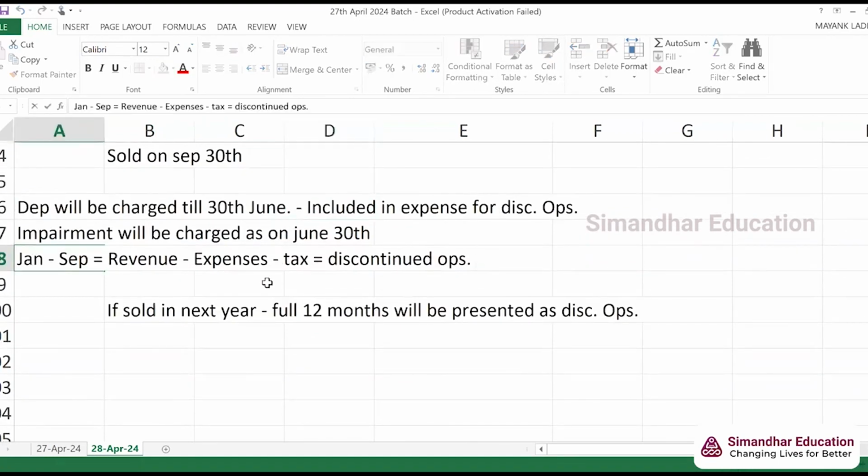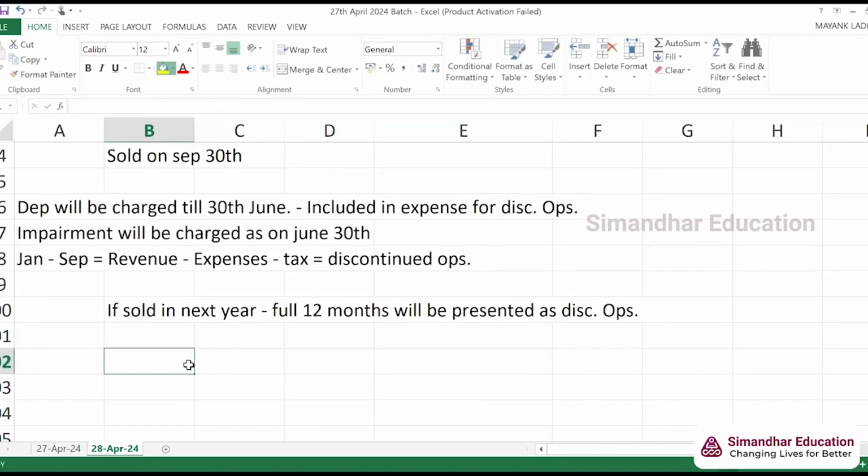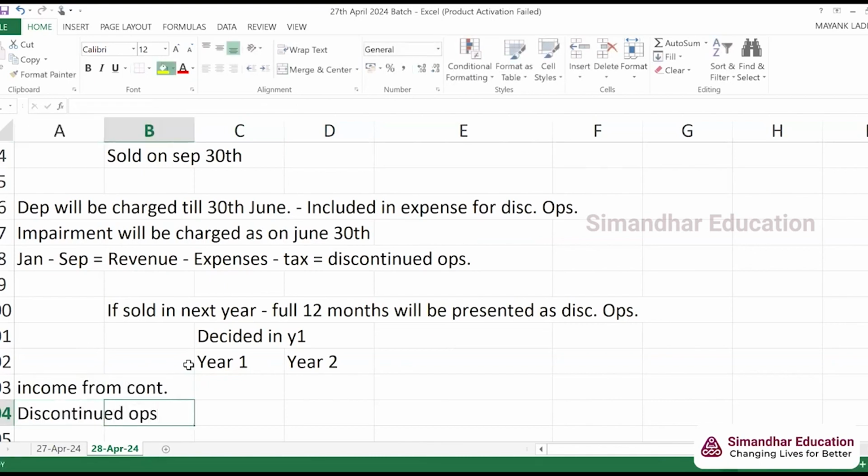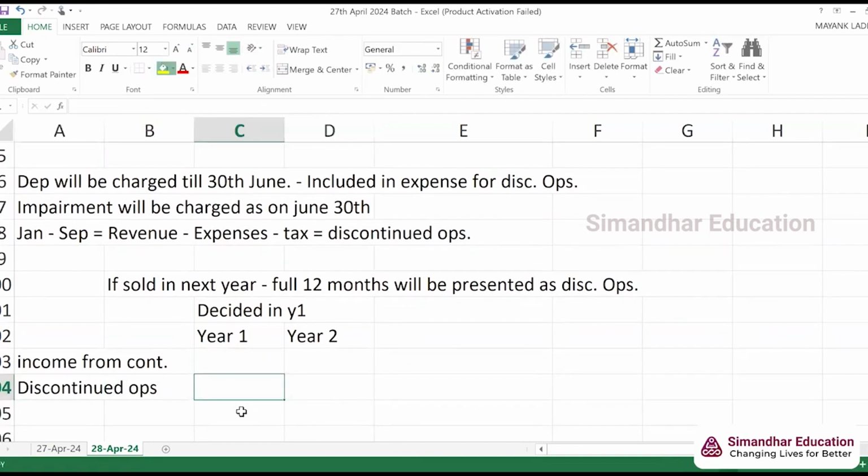So January to September, revenue minus expenses is discontinued operation. So in the balance sheet, you will have year 1, year 2, for example. We have decided in year 1. Okay. So you'll have continuing operation. Then you'll have discontinued operations. Now, when you have discontinued operations, you will show amounts till September. But our financial statement is for 12 months. You will show amounts till September. In year 2, if you already sold in year 1, year 2 will be 0.